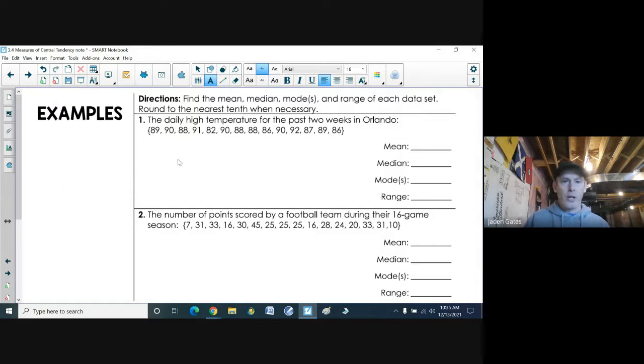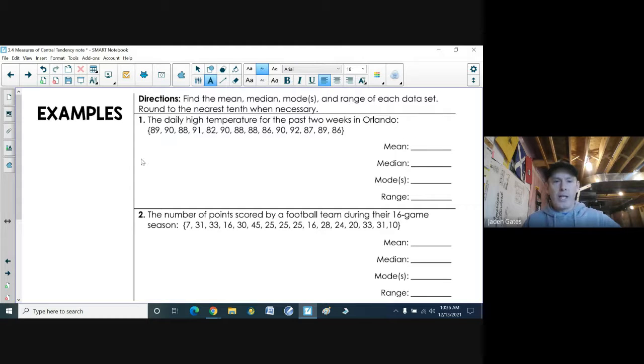All right, so we get to example number one. The daily high temperatures for the past 2 weeks in Orlando, Florida, because I don't want to talk about our place, which is too cold. We have 89, 90, 80, 88, 91, 82, 90, 88, 88, 86, 90, 92, 87, 89, 86. Now, for the past 2 weeks, I'm going to suggest that there's 14 of them, but let's count. 1, 2, 3, 4, 5, 6, 7, 8, 9, 10, 11, 12, 13, 14 of them. All right, I was right. So now we want to find the mean, median, mode.